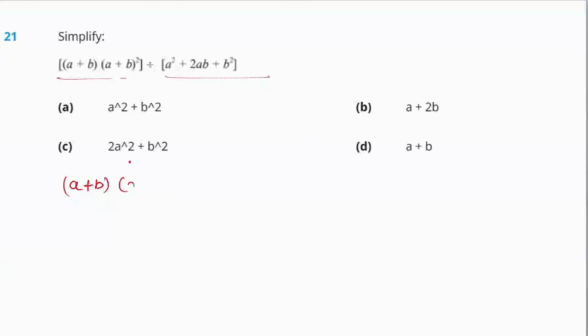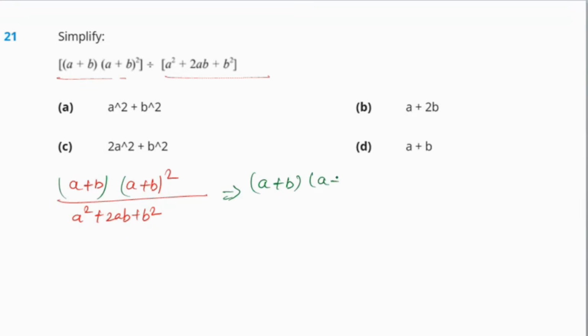So when we are going to divide them, how can we divide them? It becomes a plus b whole square, and we need to divide it with a square plus 2ab plus b square. When we divide it, we can solve this identity first, and we will be getting a plus b. And if we are not going to solve this identity first, since we already know a square plus 2ab plus b square is the formula for a plus b whole square, we can replace it with this. We can cut it, and after cutting it, we are left with a plus b only. So option D is the correct answer.